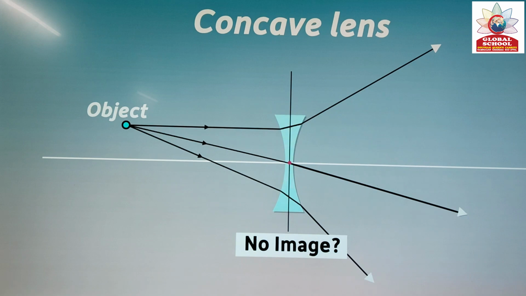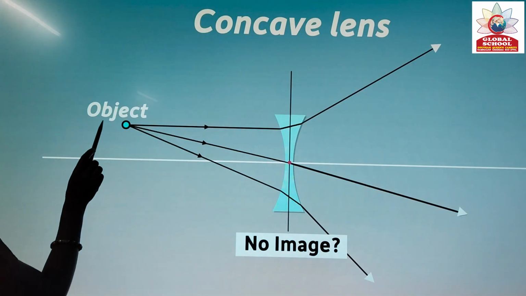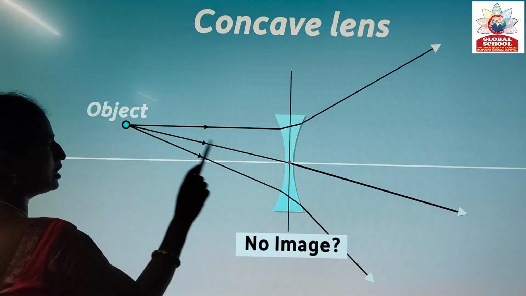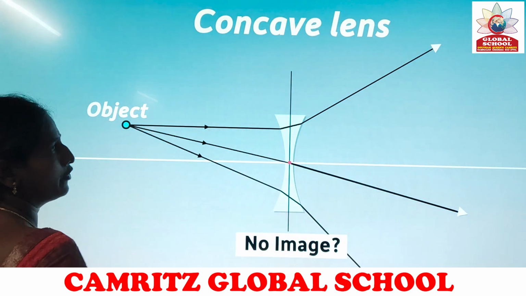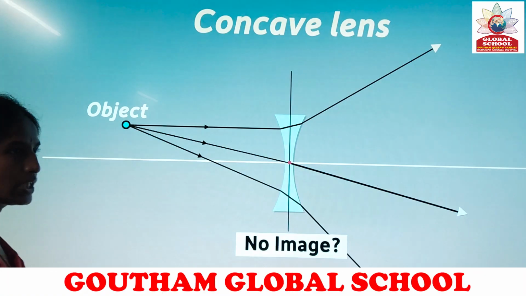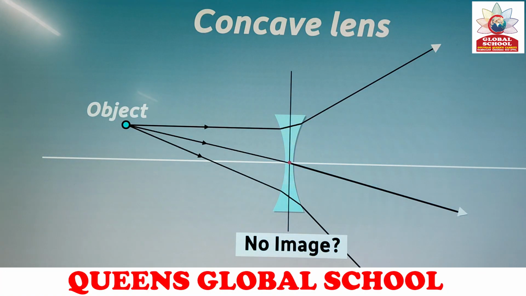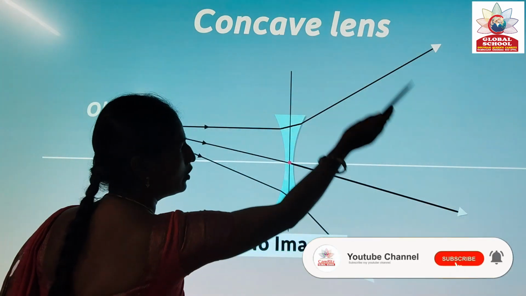Now we are studying the image formation of biconcave lenses. Now we have taken a biconcave lens. Here is our object. When the incident rays fall on a biconcave lens, they undergo refraction. The refracted rays get diverged. If the refracted rays diverge, we won't get the image of the object. See here, there is no image.